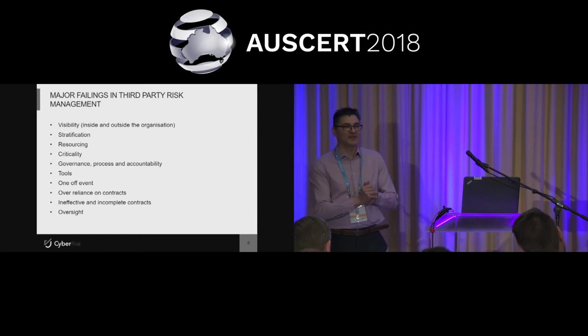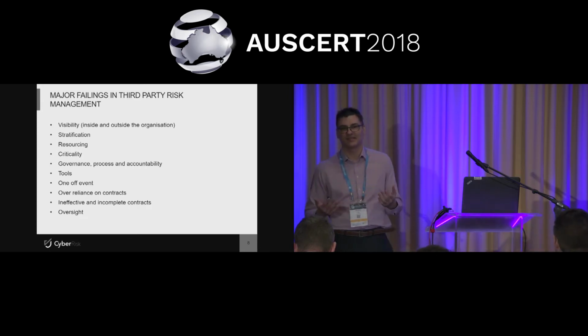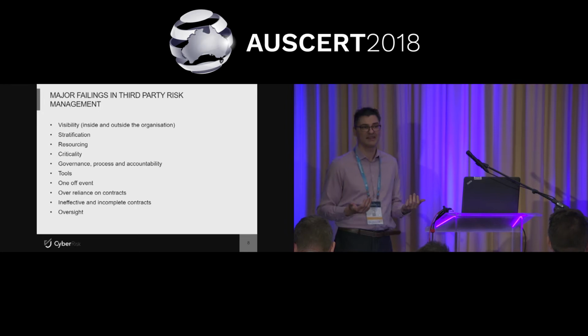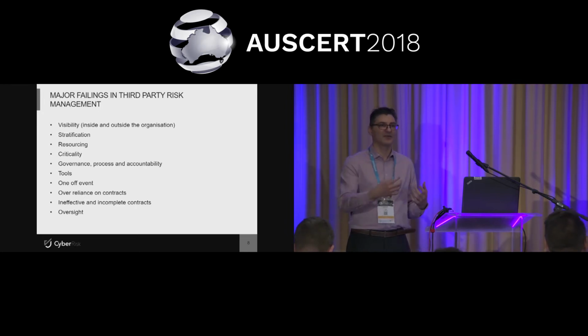So when I look at third-party risk management processes, there's a number of failings or key shortfalls. One of those is visibility. A lot of organisations have no idea of the third parties outside their organisation that they're using, so what type of information they've given the third party and the third party's level of security. Similarly, with third parties that are accessing your particular organisation or your environment, often the organisation doesn't have an idea of who they are, what access they have, what they have access to, or even what they're actually there to do.